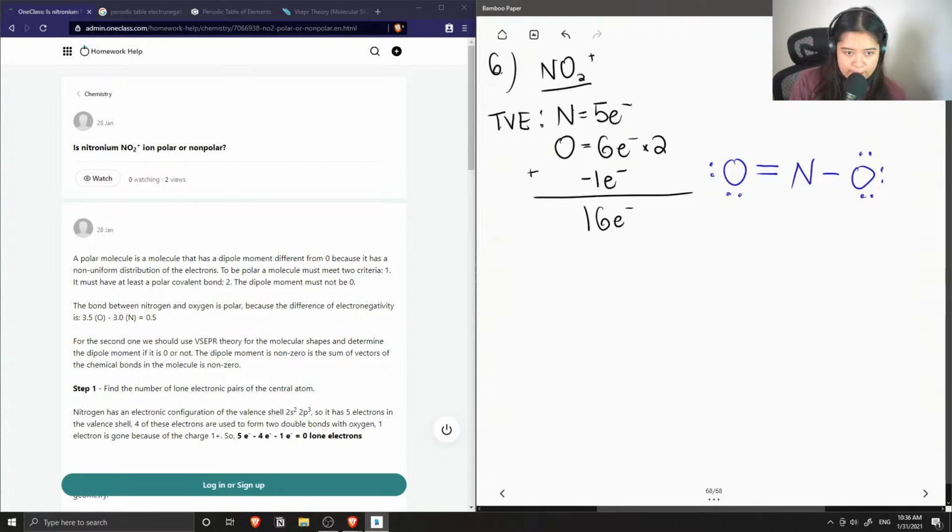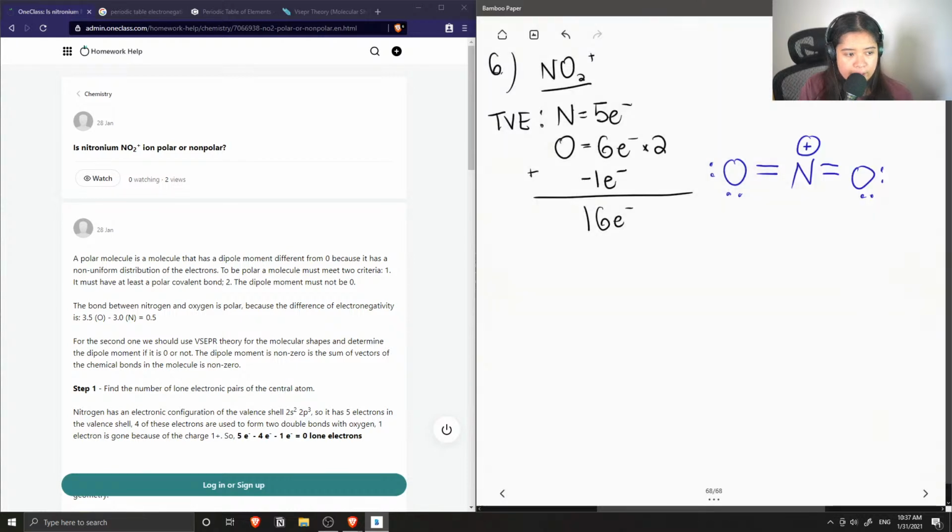Okay, so now we have a structure that has also 16, but again, our nitrogen doesn't have a full octet. So let's draw another double bond to one of the oxygens. So now we have kind of like this linear structure. And this is where we find our positive charge.